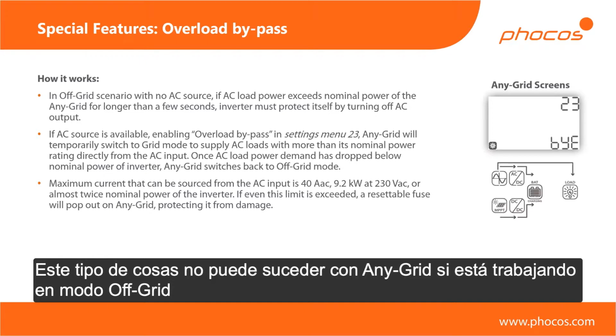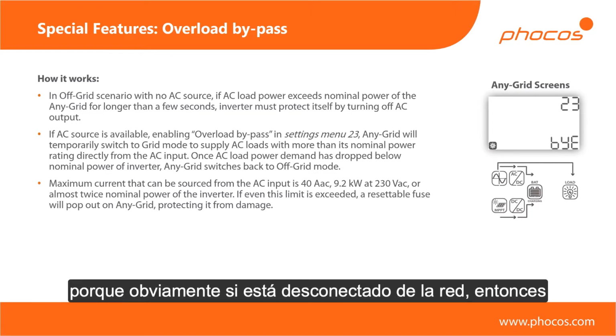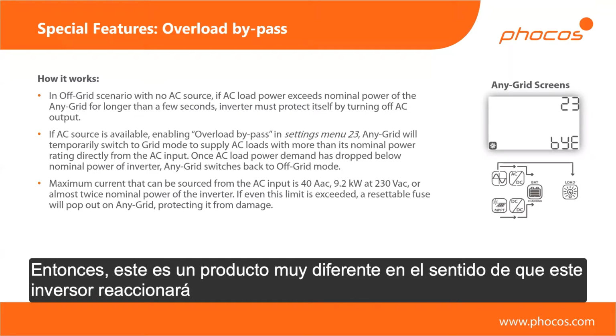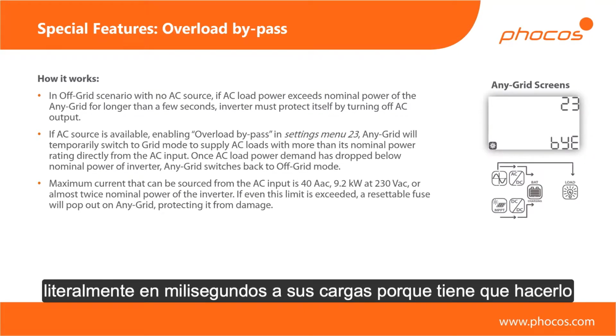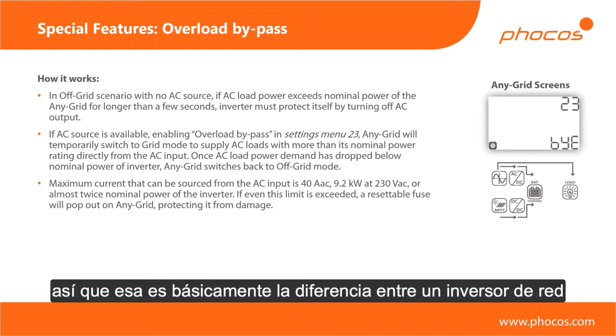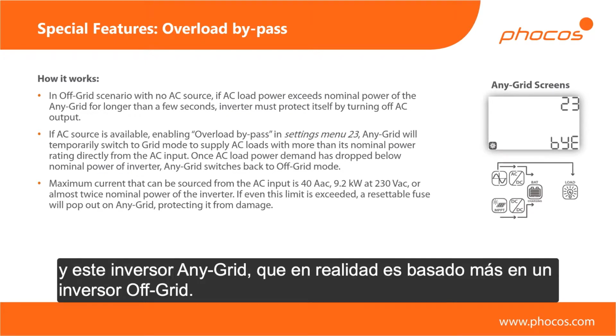So this kind of thing cannot happen with the any-grid if you're working in off-grid mode. Because obviously if you're disconnected from the grid, well then there's no way the grid can provide any energy at that instant in time. So this is a very different beast in the sense that this inverter will react within literally milliseconds to your loads because it has to, because otherwise the voltage would drop. So that's basically the difference between a grid inverter and this any-grid inverter, which is actually based more on an off-grid inverter.